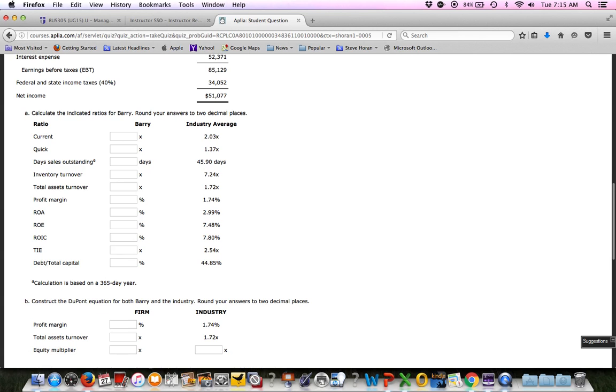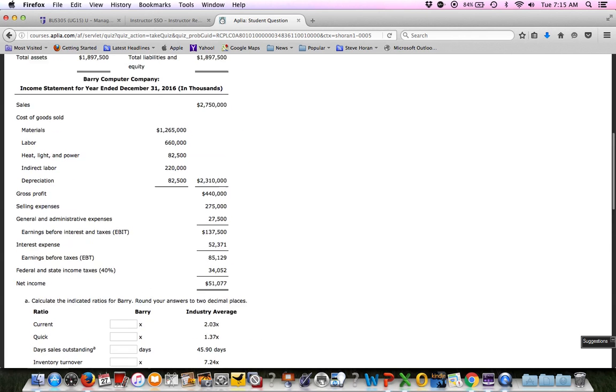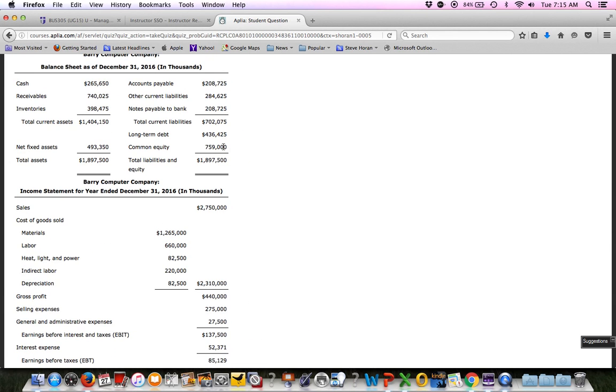So just be sure when you take a look at the numbers up here that you're grabbing the common equity number. Okay, you can see it right there.